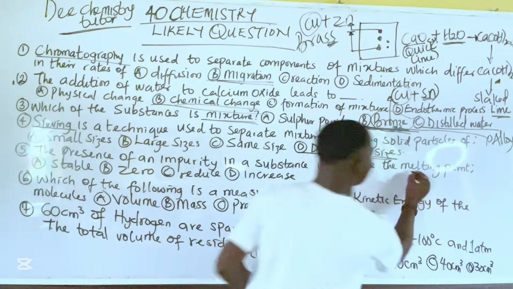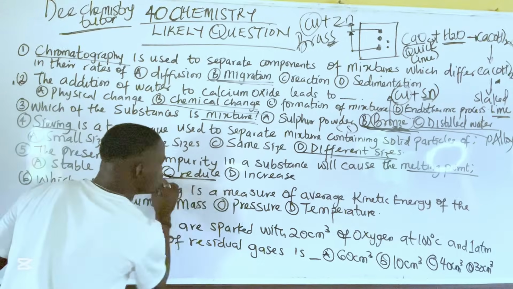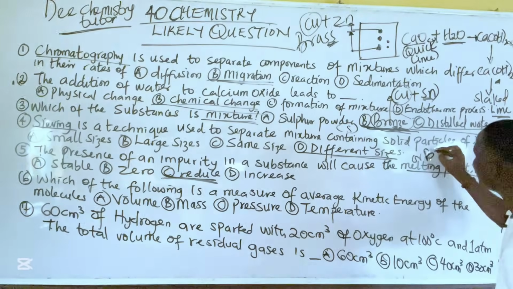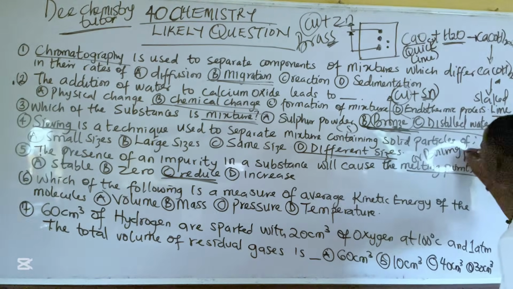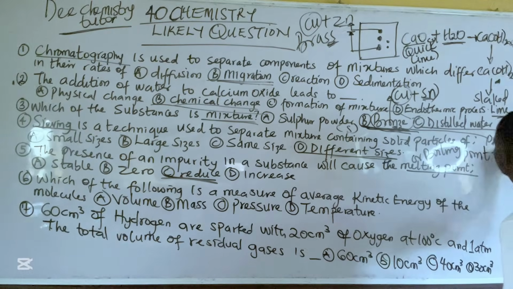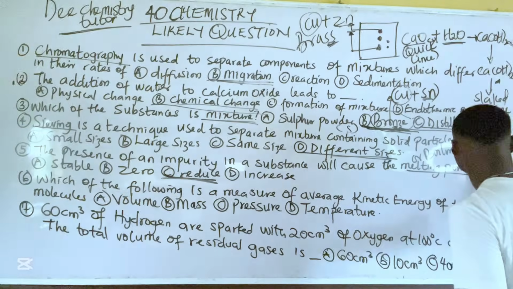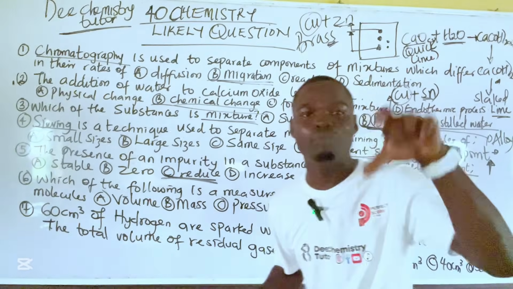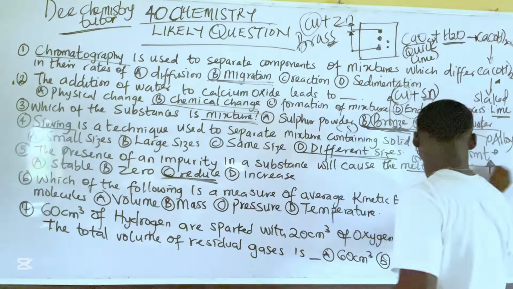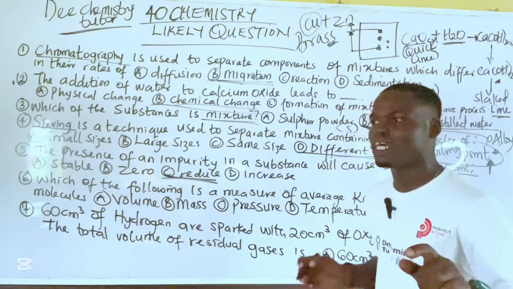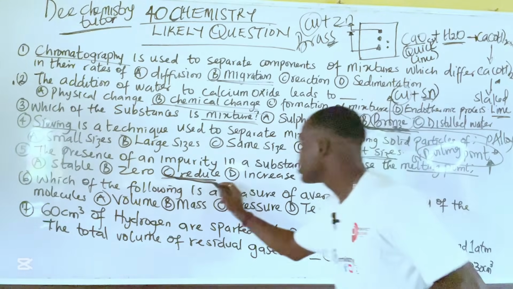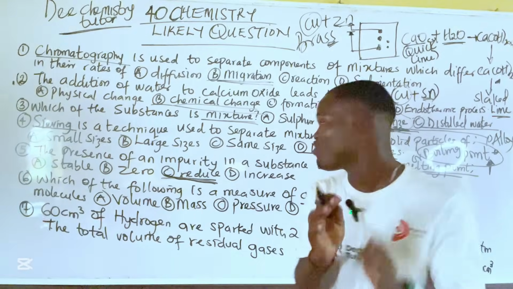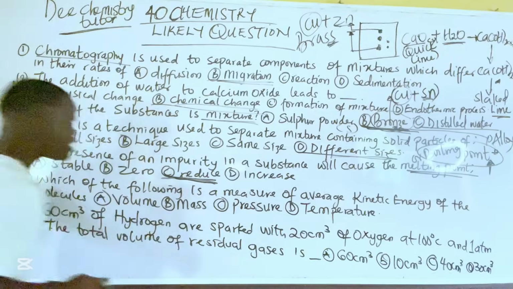So for melting point, the answer is reduce. But if they change this to boiling point, the answer will be increase. So impurities will increase the boiling point of a substance, but they will reduce the melting point of a substance. Please take note of that difference. It is very, very important. Okay.